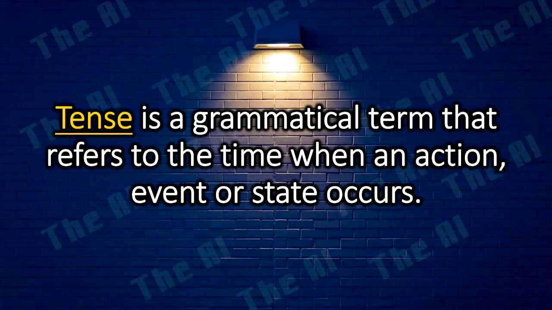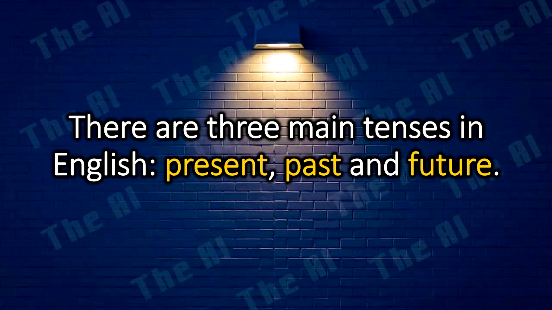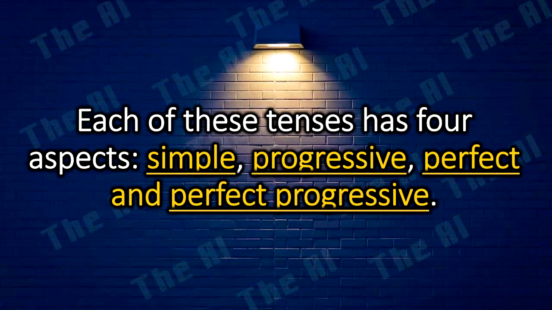Tense is a grammatical term that refers to the time when an action, event, or state occurs. There are three main tenses in English: present, past, and future. Each of these tenses has four aspects: simple, progressive, perfect, and perfect progressive.